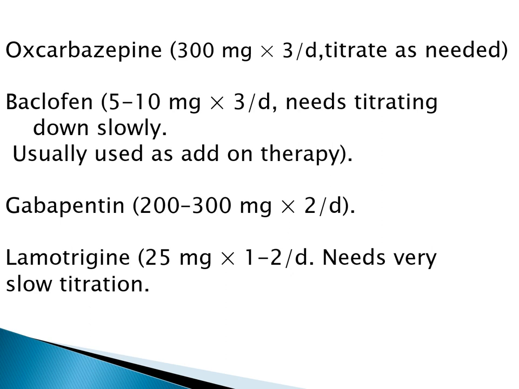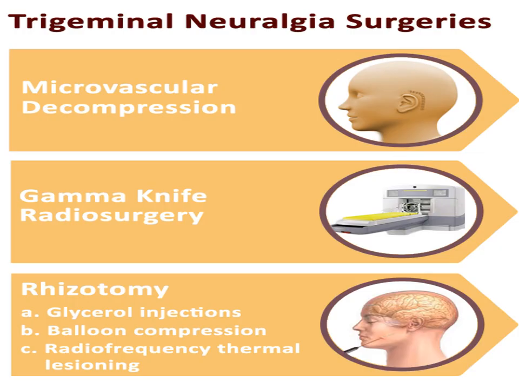Gabapentin, 200 to 300 mg times 2 daily. Lamotrigine, 25 mg times 1 to 2 daily, needs very slow titration.